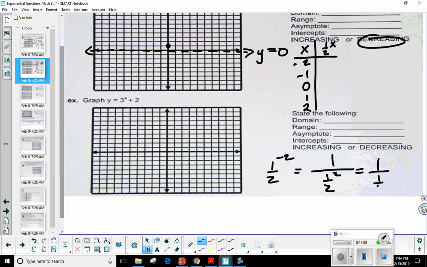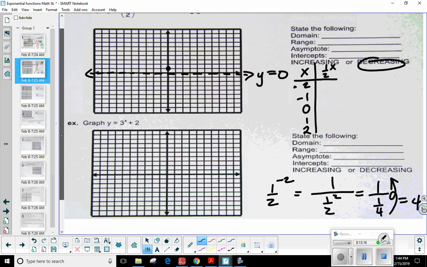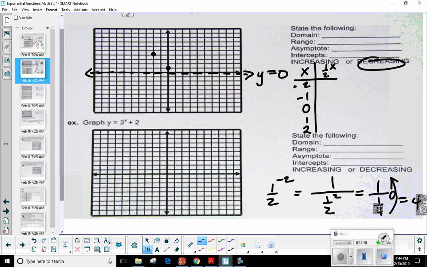And we've seen this multiple times. What happens when you divide by a fraction? You multiply by the reciprocal. But 1 times anything doesn't change, so that's just 4. Okay. So -2 would give me a 4. 1, 2, 3, 4. Okay.